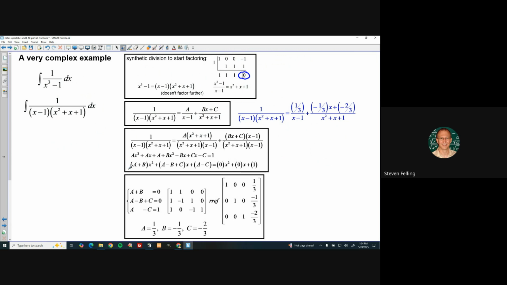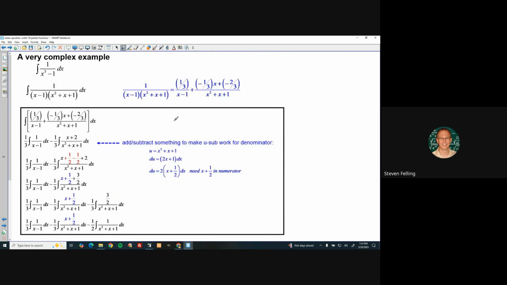Gathering like terms means you have some x squared terms, some x terms, and some constants. We have 0 x squareds, 0 x's, and then a constant of 1. You can make a system by matching up the x squareds, matching up the x's, and matching up the constants to get three equations for the three unknowns. Putting that into a matrix form for RREF would be the best way to solve for the three constants. And then you would plug those constants back in, here, here, and here, to replace the integrand with the result. So now the integrand would be this.